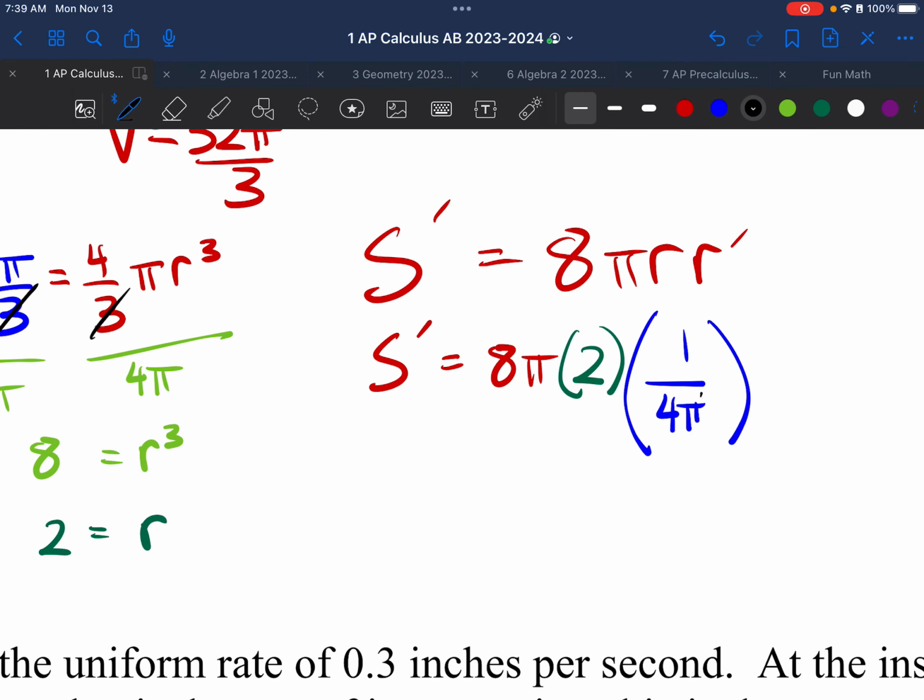So I'm checking it out. Pi and pi are going to cross cancel. And then I have 8 times 2 is 16. 16 divided by 4 is 4. So I'm going to get down here. Surface area prime is going to be equal to 4.